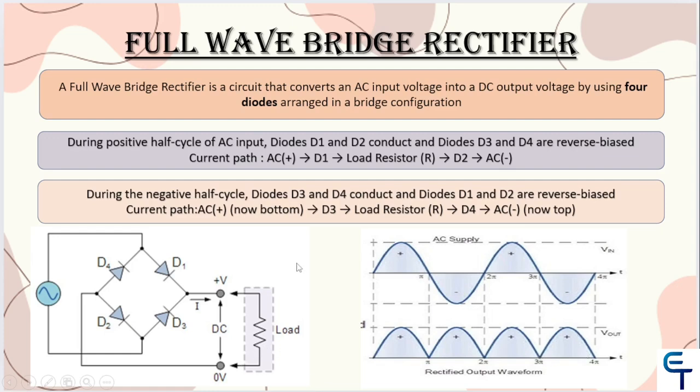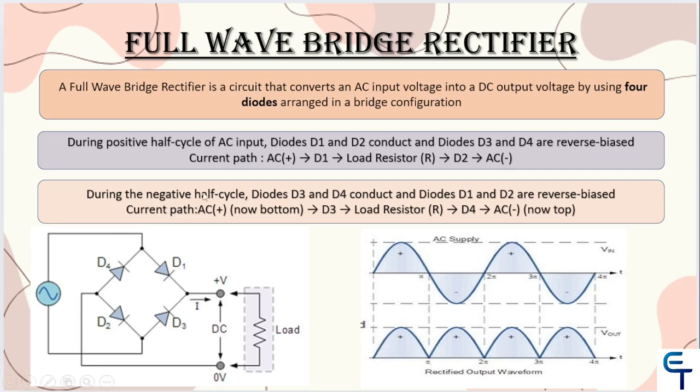So during the positive half cycle, let's say on top it is positive, bottom it is negative. When this node is positive, D4 will be reverse biased, and when this node is negative, D3 will be reverse biased. So the two diodes which will be conducting are D1 and D2. Current will flow from the supply through D1, the load resistance, D2 and back to the supply. So you can see during the positive half cycle there will be current flowing through the load resistance.